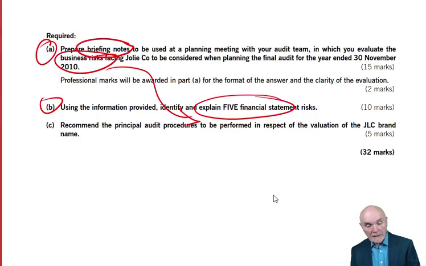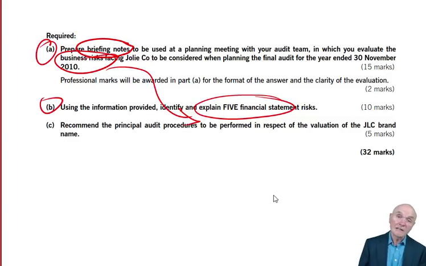What else could we look at? Well, almost certainly we want a letter of representation, where the directors will say that they believe that the brand is still fairly valued and it has suffered no impairment. And if they're not willing to say that, then we should get really quite worried about that.